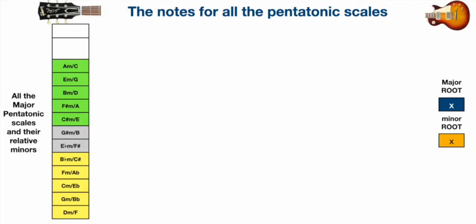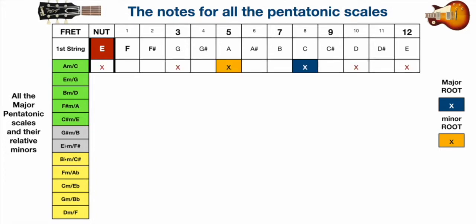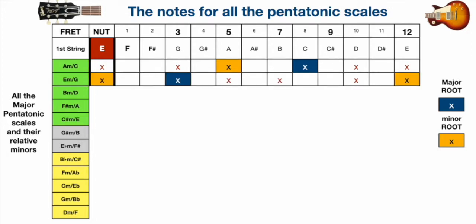So these are all the major pentatonic scales and their relative minors. And here I've just laid out the first string of a guitar, and you can see it goes E, F, F sharp, G, all the way up to E again on the 12th fret. So what I'm going to do is show you the notes for all of the pentatonic scales and put them in order. You can see here, these are the 5 notes that are part of the pentatonic scale for either A minor or C.